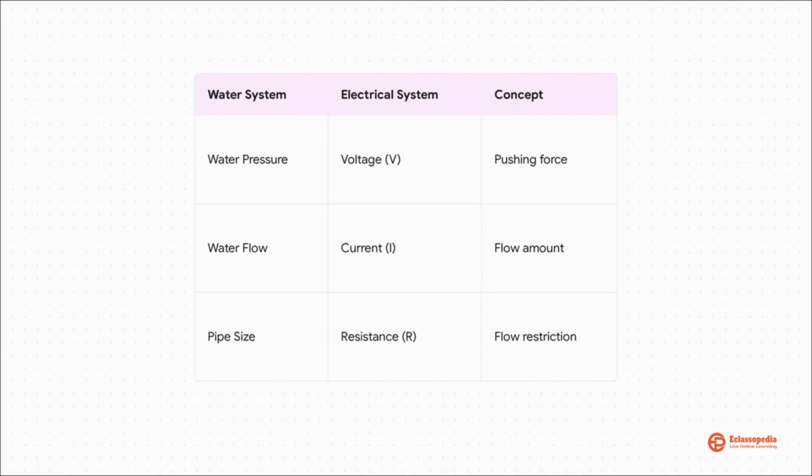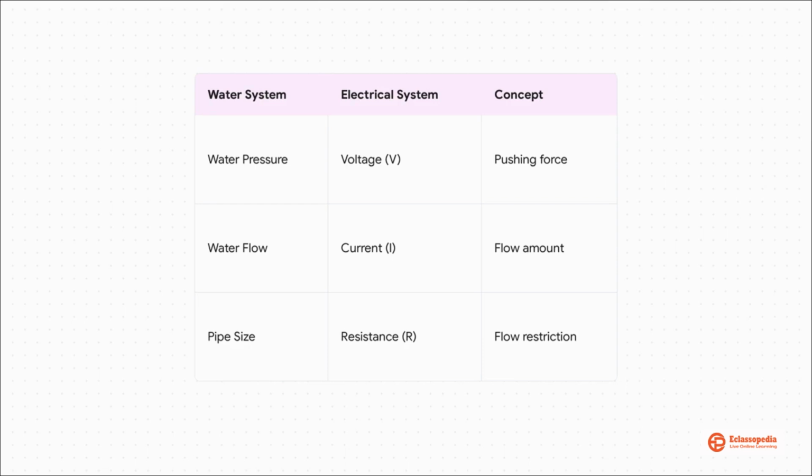In our electrical circuit, voltage is exactly like water pressure. It's the physical force pushing the charge along. Current? Well, that's the water flow itself, the actual volume of water moving through the pipe at any given moment. And finally, resistance is the size of the pipe.